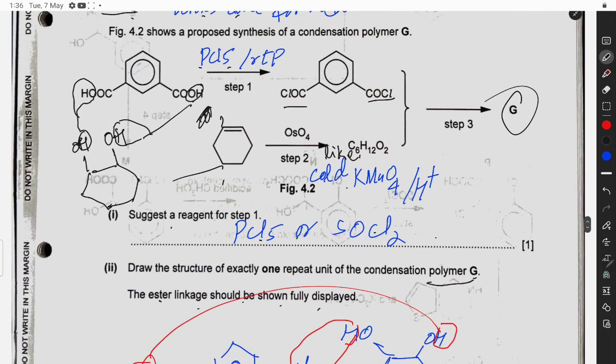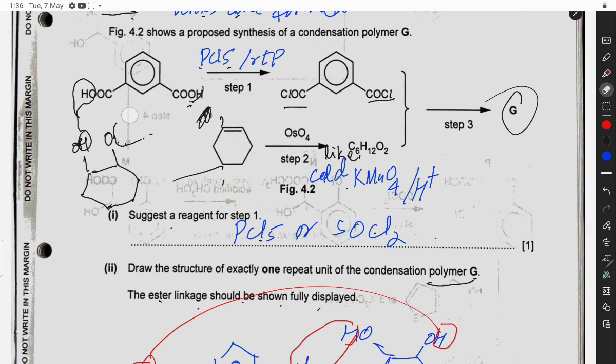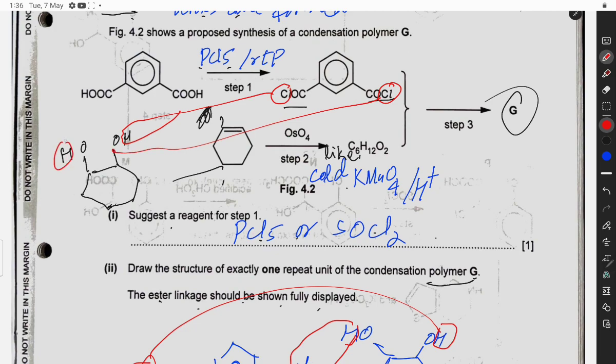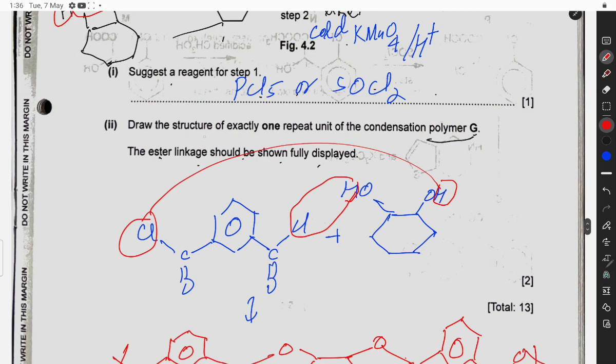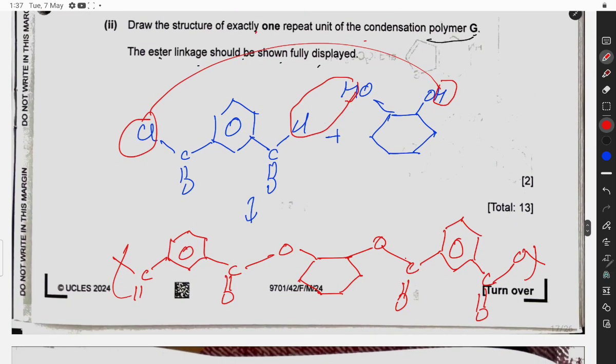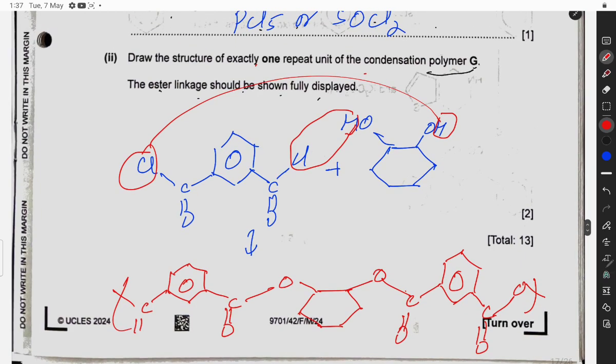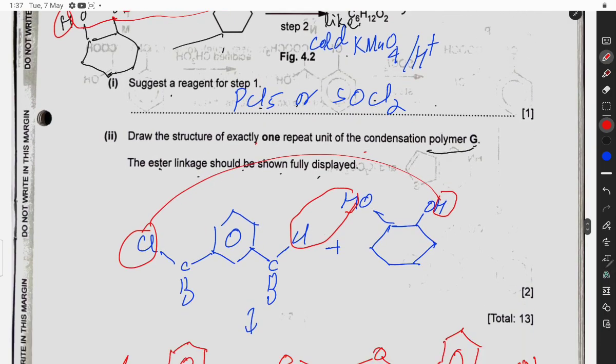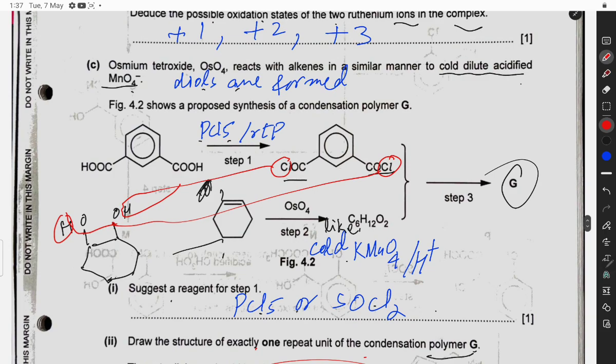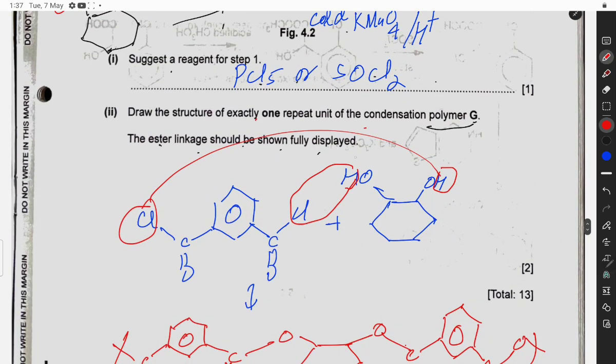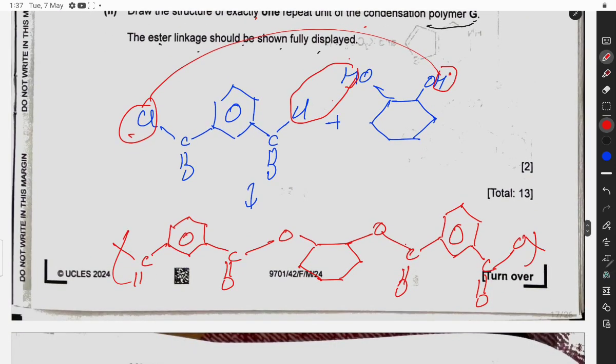Sorry, not to react with this, it should react with this compound. This is Cl over here, and this is Cl and this H from this side. So draw the structure of exactly one repeat unit of condensation polymer G, with the ester linkages. Look at this compound. This compound reacts with this compound. We have this diol and this compound with Cl. So Cl from this, H from the OH, we have this linkage.